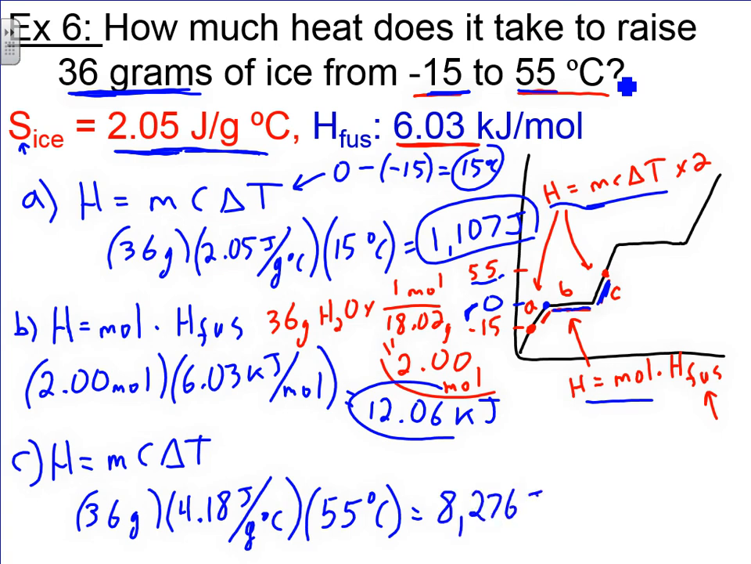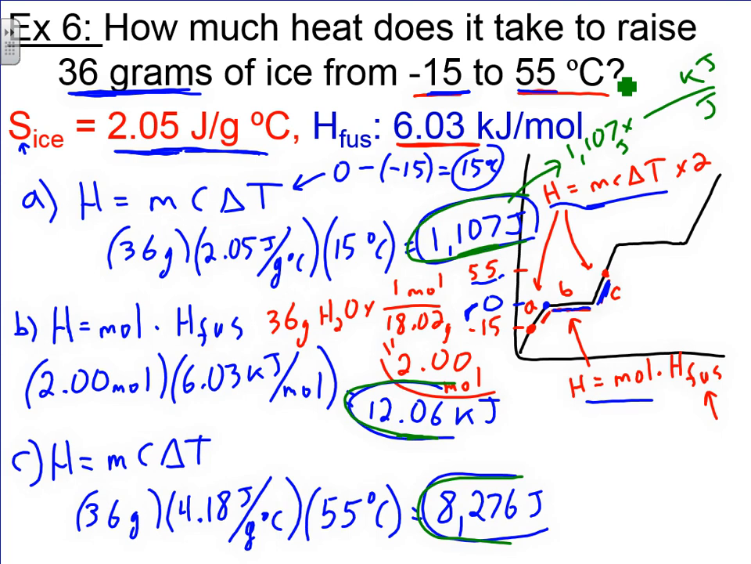Now, we want the total heat. So what we'll end up doing is essentially adding these 3 up. We're going to add this number, 1,107, to this number, to this number. Now, we have to make sure we're in the same units. So let's go ahead and convert all of them to kilojoules. This one's already in kilojoules. And to convert to kilojoules, we're simply dividing by 1,000. If you need to see that, 1,107, this is joules. So you go from joules to kilojoules. A kilo means 1,000, so you end up dividing by 1,000.